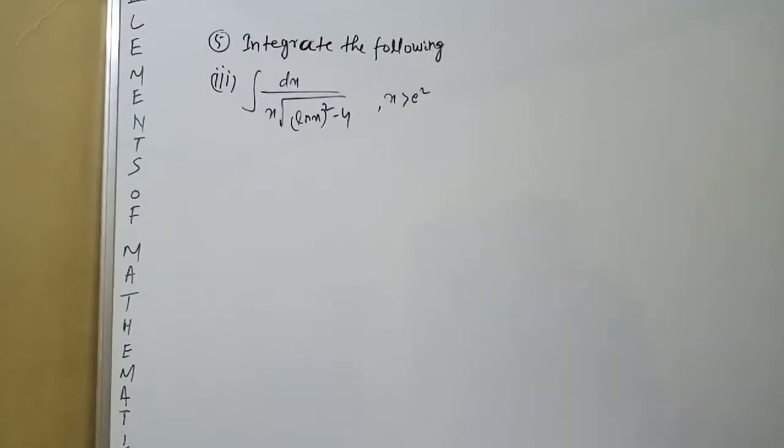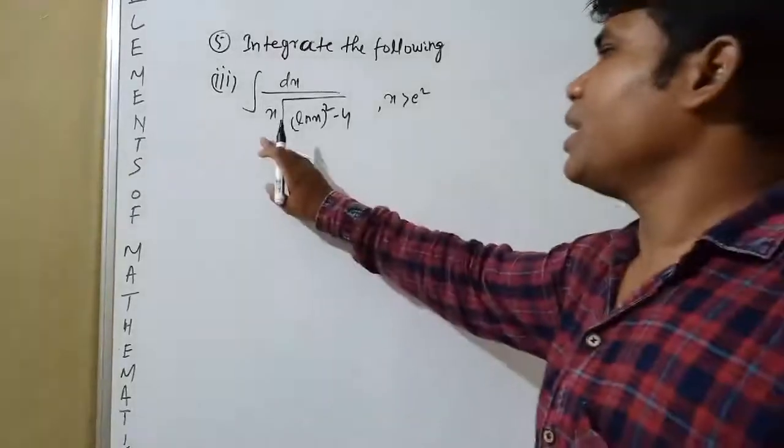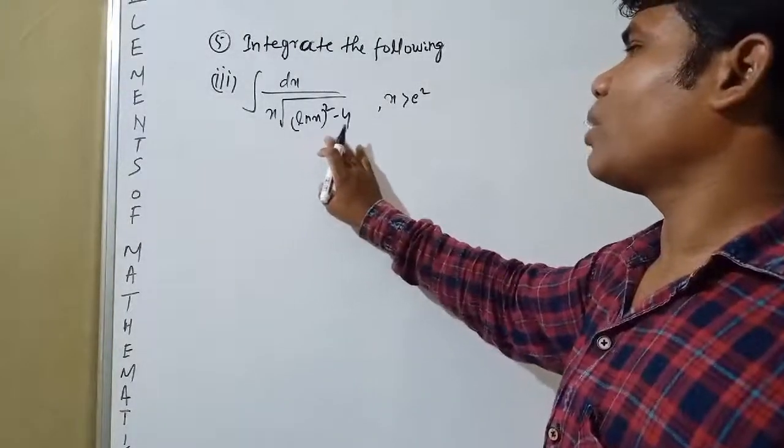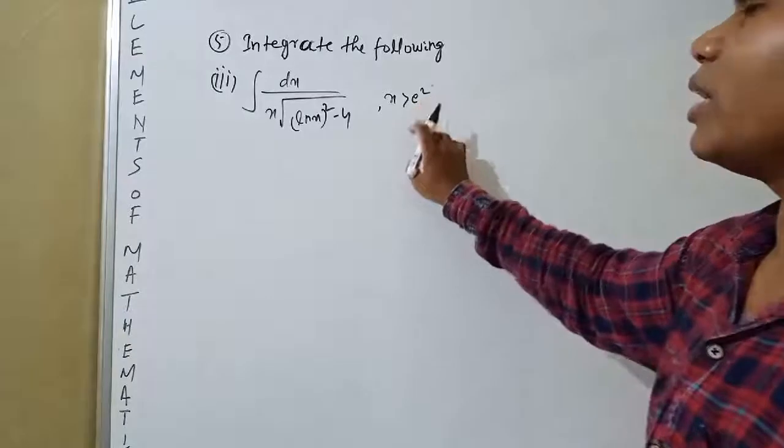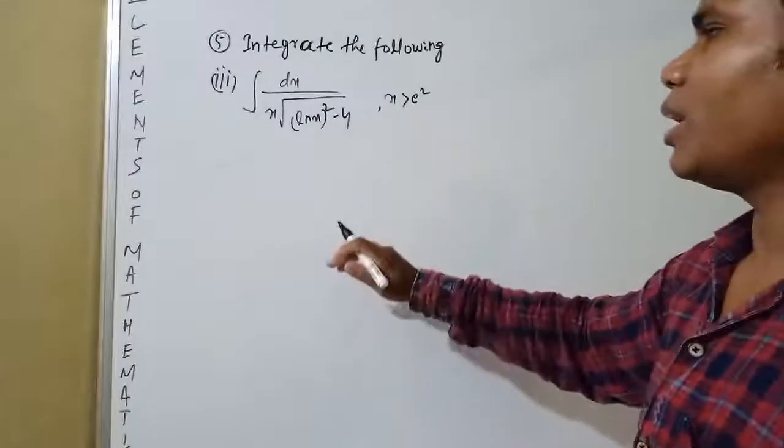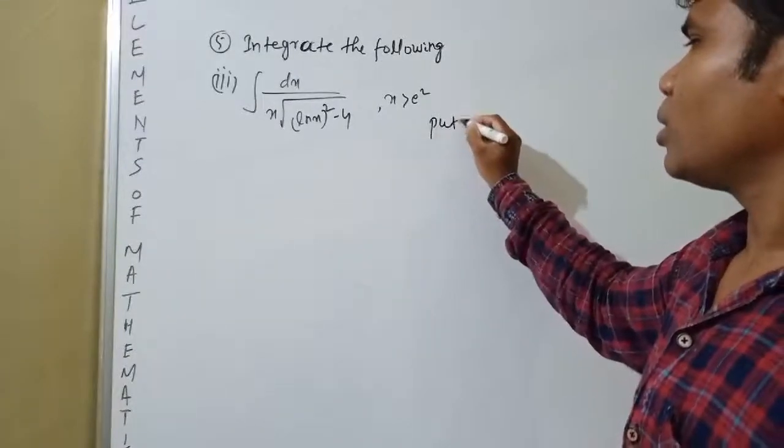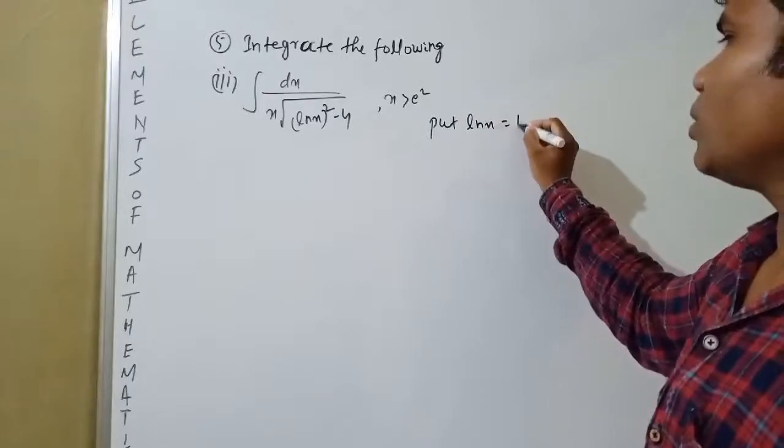You see the next question. Integration of dx by x root over ln x whole square minus 4. Here given x greater than e square. Okay, now you put ln x is equal to t.